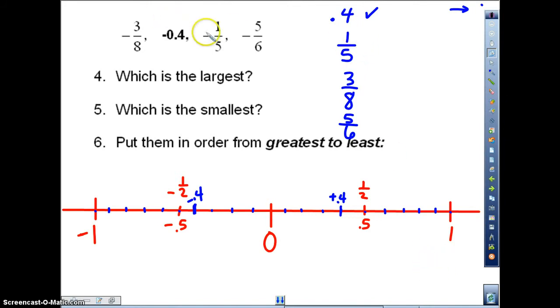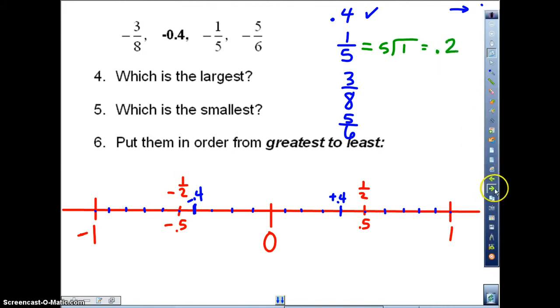Let's do negative 1/5. First, we're going to plot positive 1/5, and I want you to convert it to a decimal first. Remember that 5-finger trick? 1/5, 2/5, 3/5, 4/5, 5/5, 0.2, 0.4, 0.6, 0.8, 1 whole. 1/5 is the same as what decimal? Or you could do it this way. That's the long way. Bottoms out, tops in. Throw in a decimal point. What do you get? Yeah, 0.2.